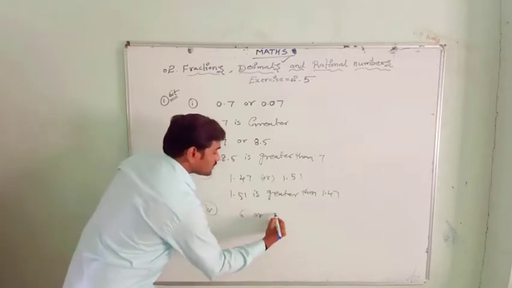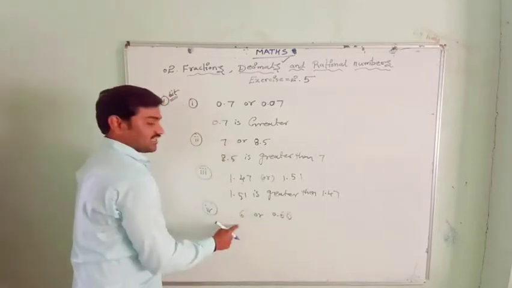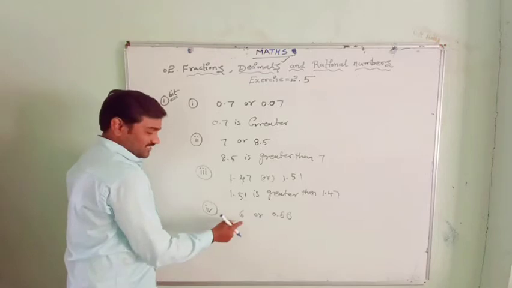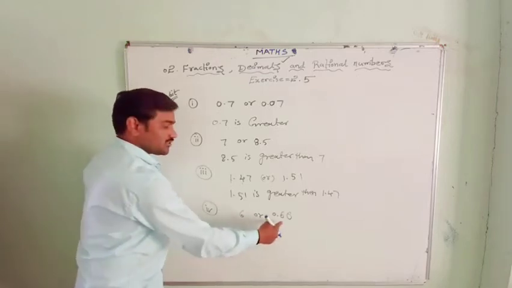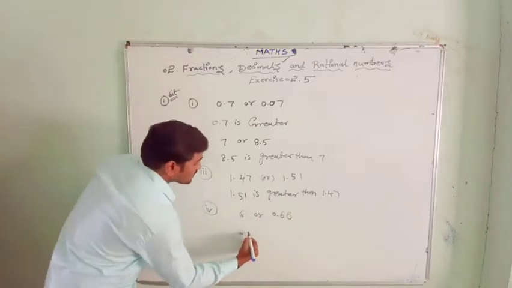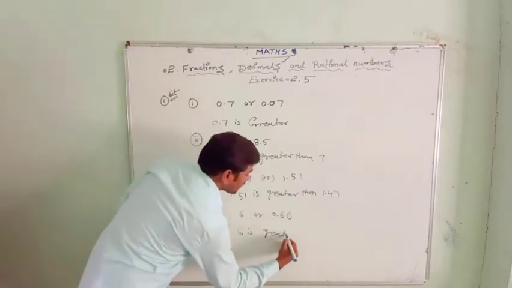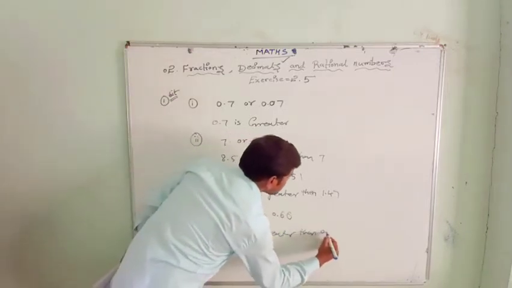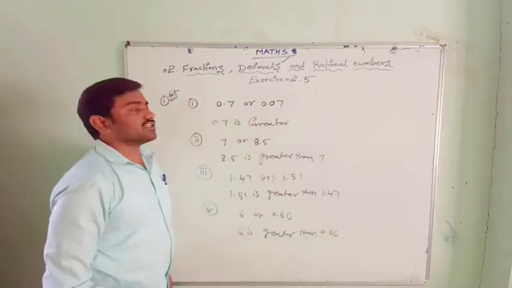Now the fourth question is 6 or 0.66. 6 is greater or 0.66 is greater? 6 is the greater. 0 point means the number is less than 1 only. So 6 is greater than 0.66. Comparing decimals is very easy.